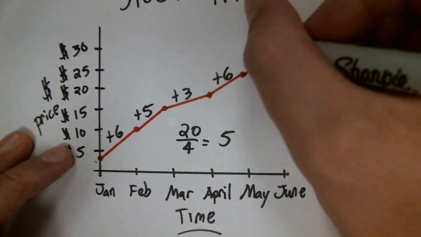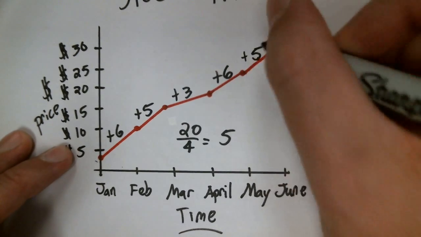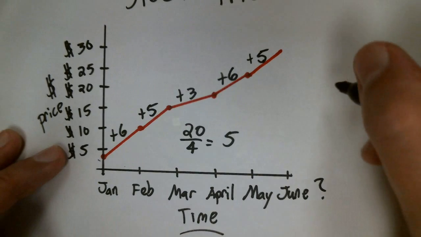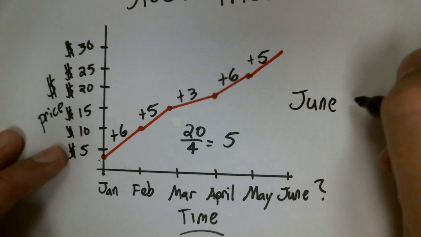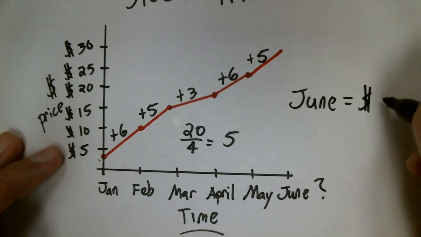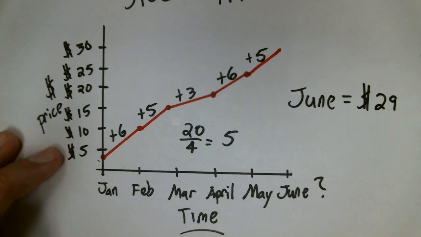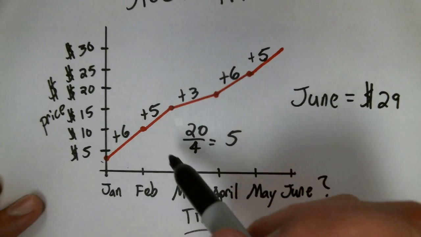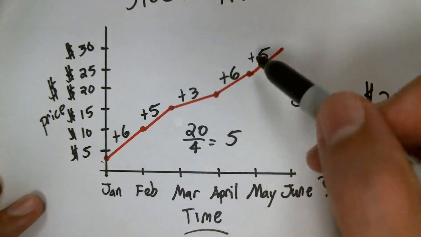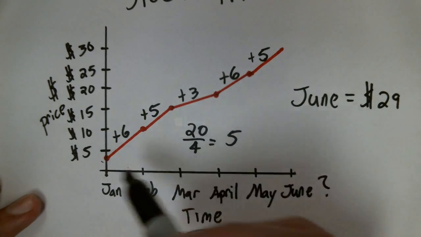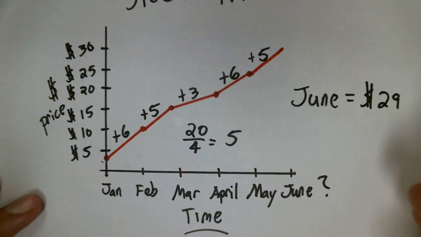Okay, so this would be plus five. So if we're sitting here at $24 per share and I add five to that, then in June, I would reasonably expect the price of the stock to be 24 plus five, which is $29 a share. Okay, that's reasonable. Now this is a stock. This could be iPads sold. This could be the amount of production my company makes. This could be the number of patients that a hospital takes in. This could be anything, guys. It's just about recognizing patterns.